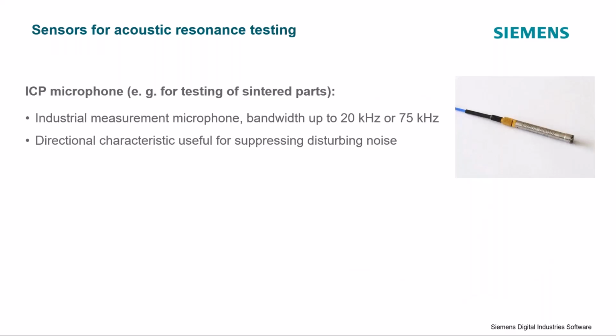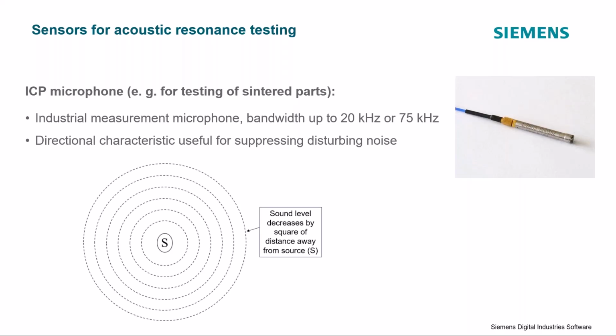The sensors, we already had these microphones, an ICP or IEPE microphone. Well, it's an industrial measurement microphone, bandwidth either 20 kilohertz or 75 kilohertz. And you can use the directional characteristic in order to suppress disturbing noise, just point away from this source of noise. Many of our customers, they ask, well, we have a lot of noise in our production environment. Well, this may only seem so because noise comes from a point source and it propagates in a spherical shape, and the surface of a sphere increases with radius square.